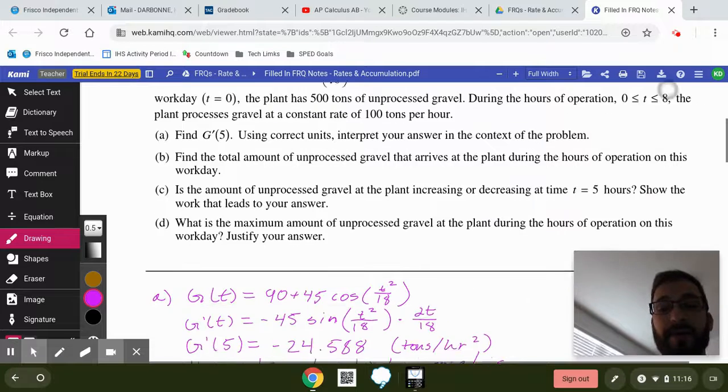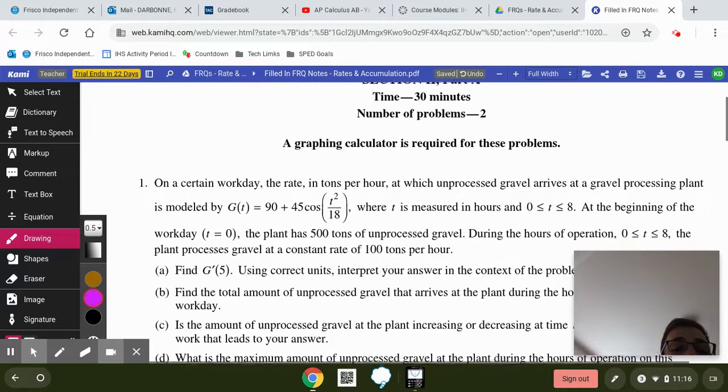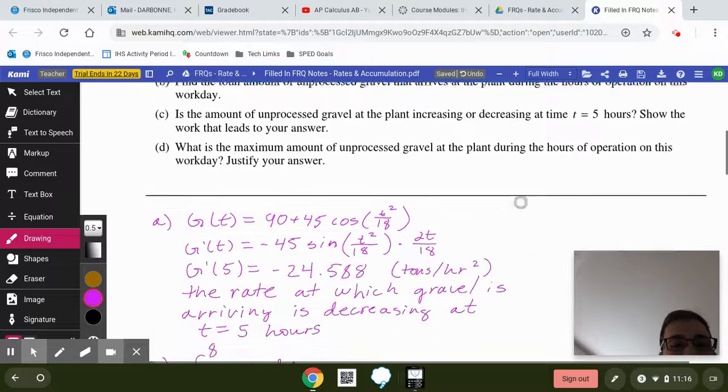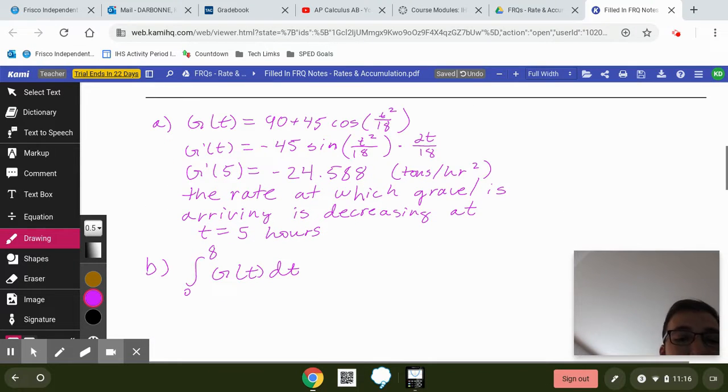So how do I go from velocity to position? I have to integrate. So for part B, we want to take the integral from 0 to 8 because that's our whole workday of g of t dt. Okay, now in this case, this is a calculator question. I'm not going to be doing that by hand. If I did need to do that by hand, I would integrate and plug everything in. But this one's calculator, so we can just type it into the calculator.